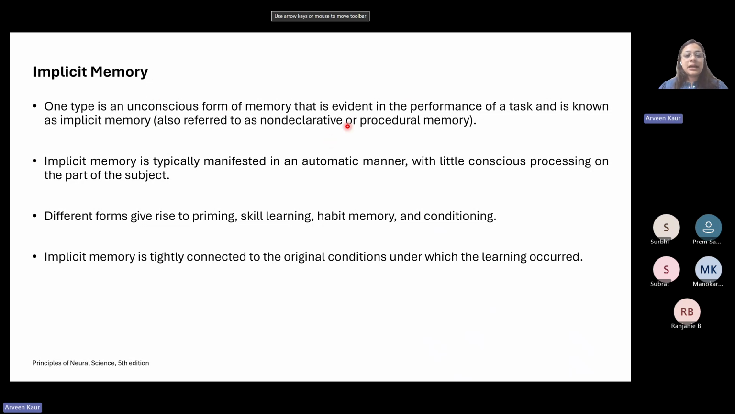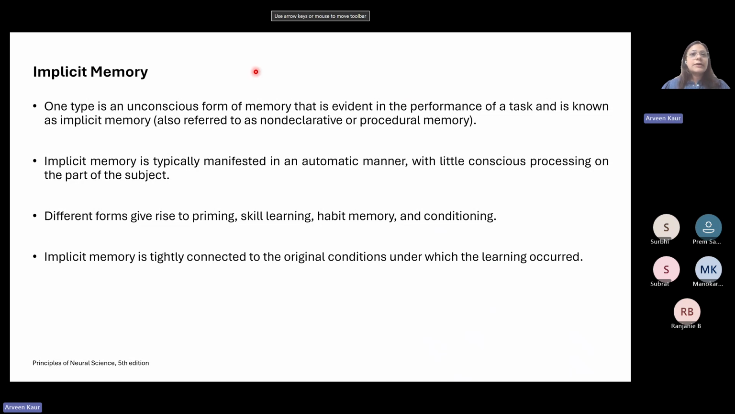So what is implicit memory? It is an unconscious form of memory that is evident in the performance of a task and is known as implicit memory, right? In this case, the memory is automatically recalled. We don't need conscious processing, or consciously we don't need to think about how do I do this, right? For instance, different forms give rise to priming, skill learning, habit memory, and conditioning. And it is tightly connected to original conditions under which the learning had occurred.